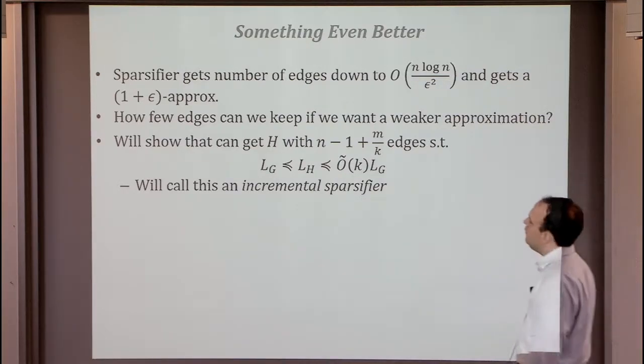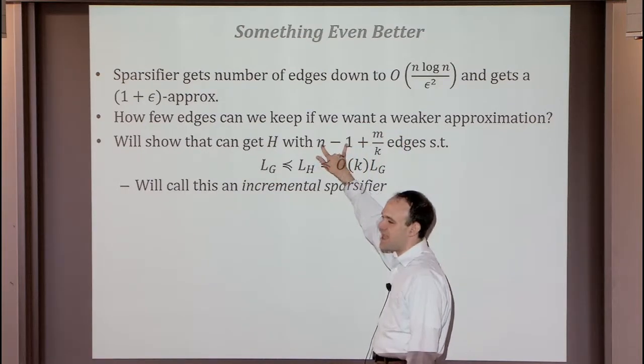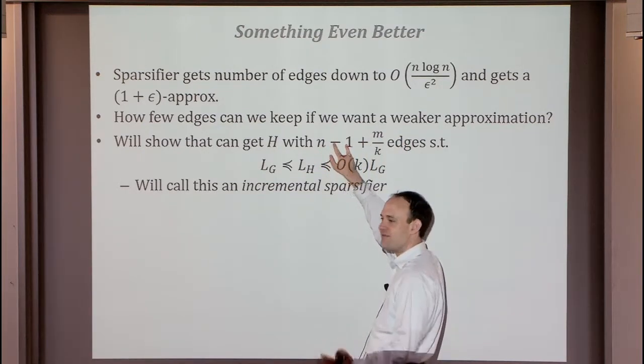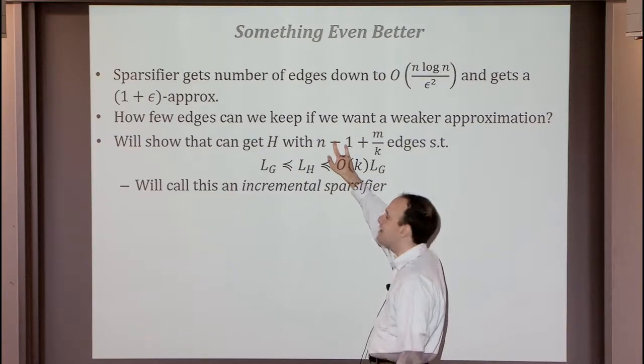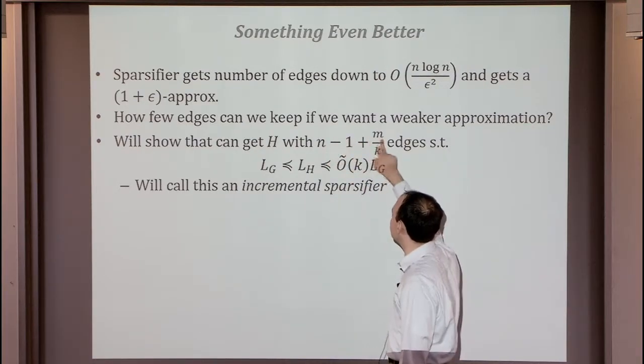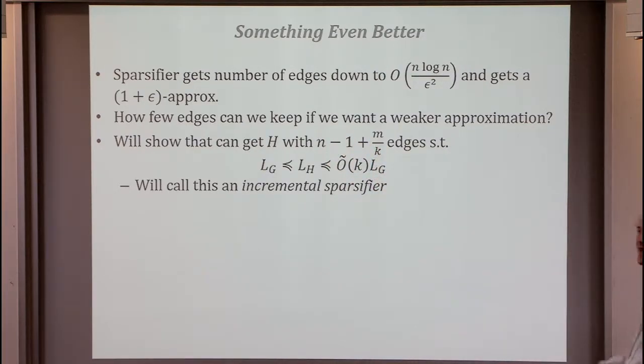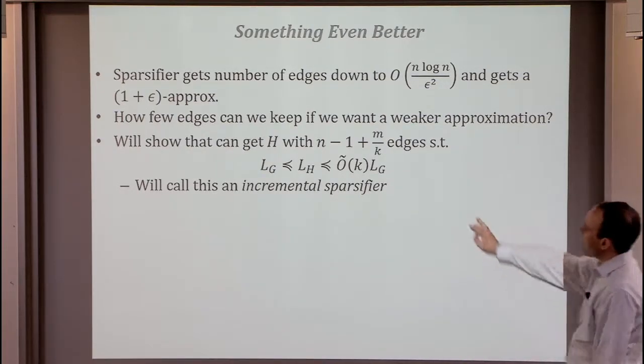Now, the way to think about this is that I have to have a spanning tree. If I have a disconnected graph, I'm really in trouble. And this says that I take a spanning tree plus a very small number of edges, m over whatever I want k to be, and then I lose a k in my approximation.